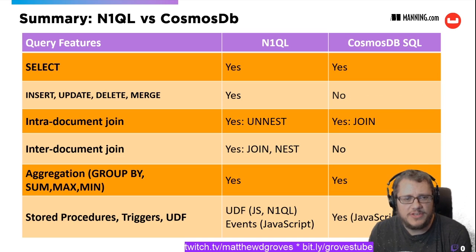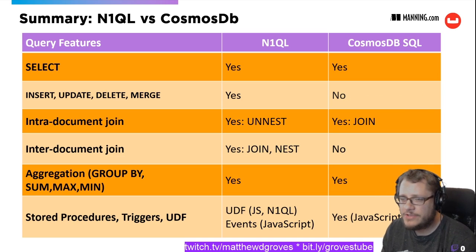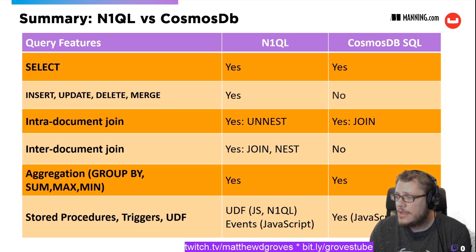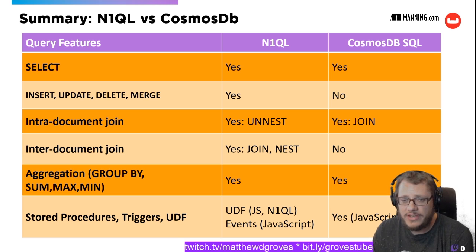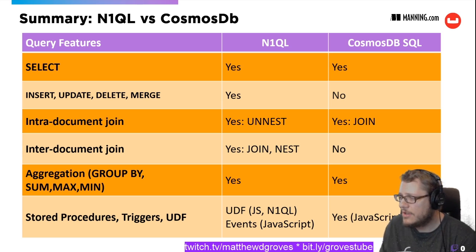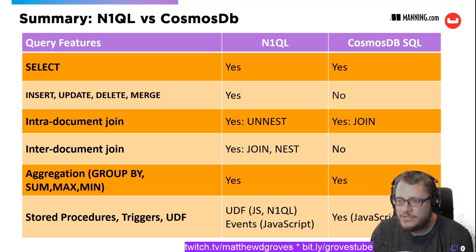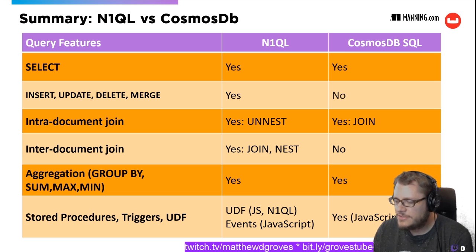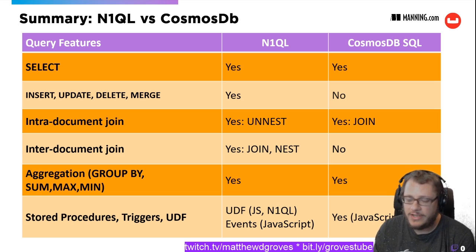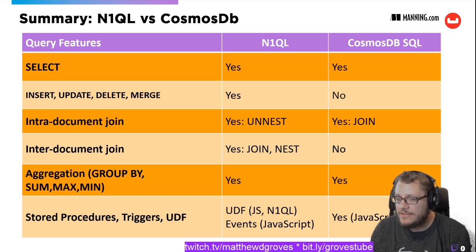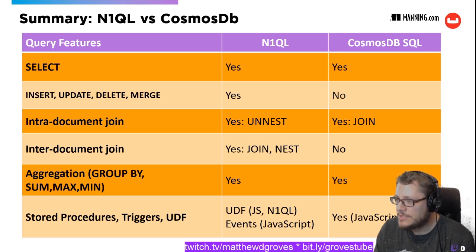And then a quick comparison of N1QL, which is Couchbase's language, and Cosmos's, which is Microsoft's Cosmos SQL language. And this has changed a little bit over the years. Cosmos has actually added in some things recently to put more yeses in their column. But you can't do an insert, update, delete, merge with Cosmos. You do those with other operations, with key-based operations. As I mentioned, you can do an intra document join in both. It's called unnest in N1QL, and it's called join in Cosmos. You can't do an inter document join with Cosmos, but you can do that with N1QL.